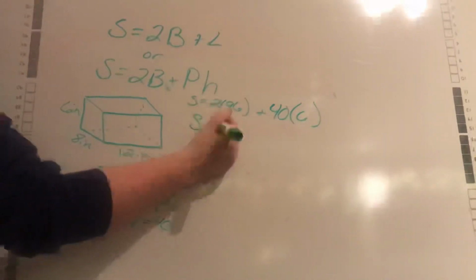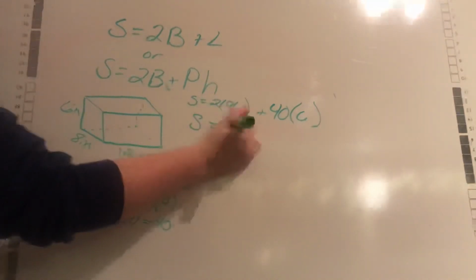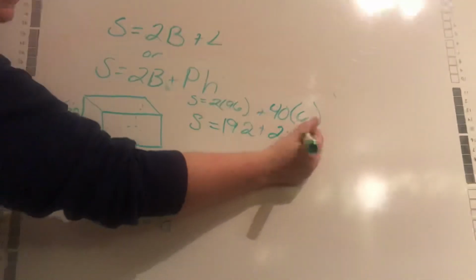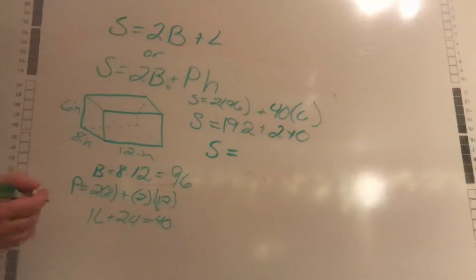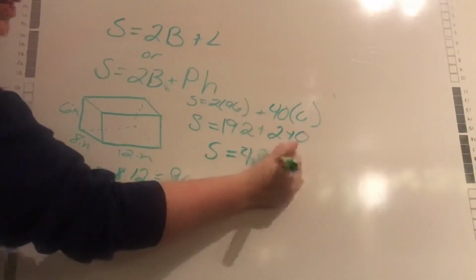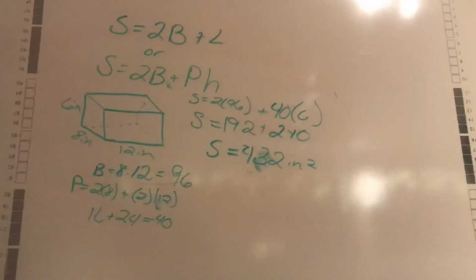So 2 times 96 is 192. Then we're going to add 240. And our surface area is going to be 192 plus 240, 432 inches squared. Okay, and that's the surface area. So there are a lot of things you have to do to figure out the surface area.